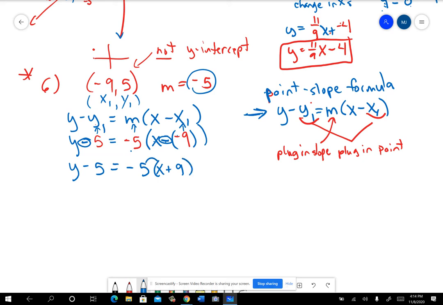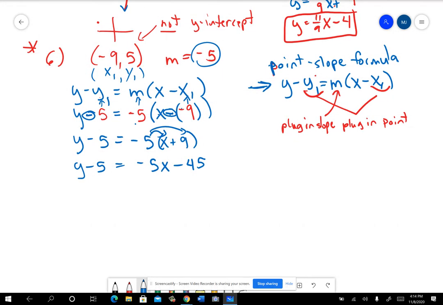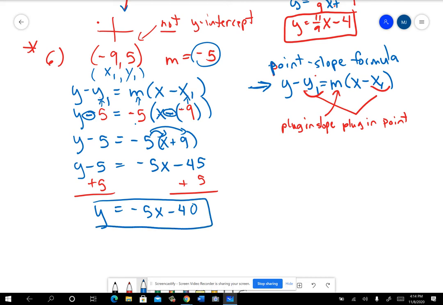Then I see those parentheses, and I'd like to get rid of them, so I'm going to distribute. Because what I'm working on right now is trying to get this into that slope-intercept form, that y equals mx plus b form. I didn't start with it, but I'm just going to clean this up to get there. So now let me add 5, because I'm trying to move across that equal sign, and I have y equals -5x minus 40. So there we have it.